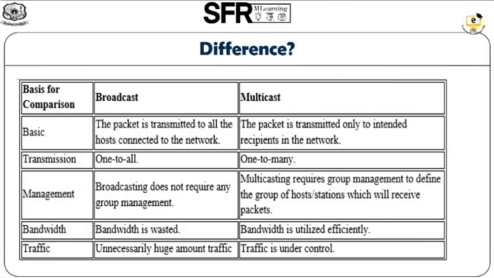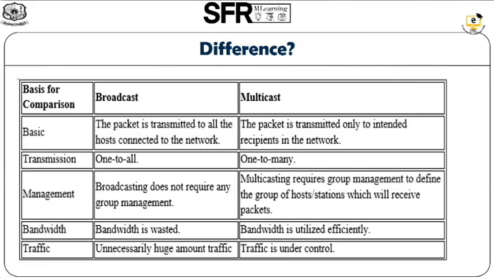So, what is the difference between the two? The difference is categorized based on some features. Basically, broadcast routing means the packet is transmitted to all the hosts connected to the network, whereas multicast routing means the packet is transmitted only to the intended recipients in the network. And regarding transmission, broadcast is one to all and multicast is one to many or many to many. And regarding management, broadcasting does not require any group management, whereas multicast requires group management to deliver the message to a particular group of hosts or stations.